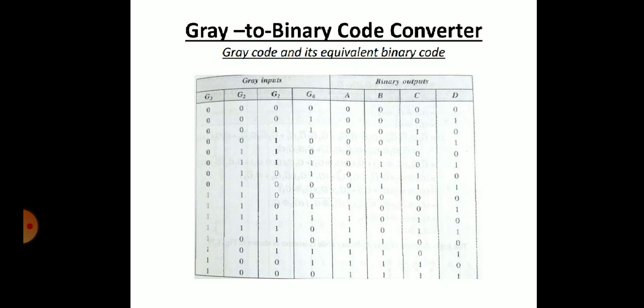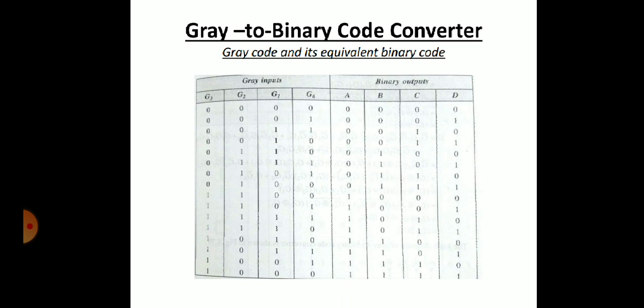Okay. Now the reverse, that is gray to binary code converter. First gray code, then binary code. First one gray, 0000. How can we represent this one? For this truth table, first write down the output, that is the binary outputs A, B, C, D. First gray inputs, that is 0, 0, 0, 0.